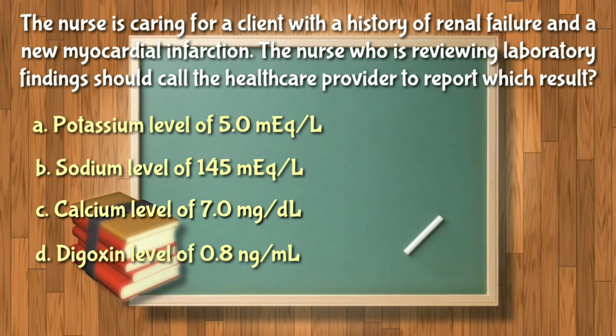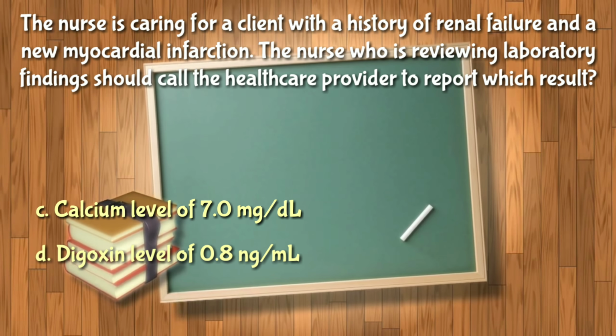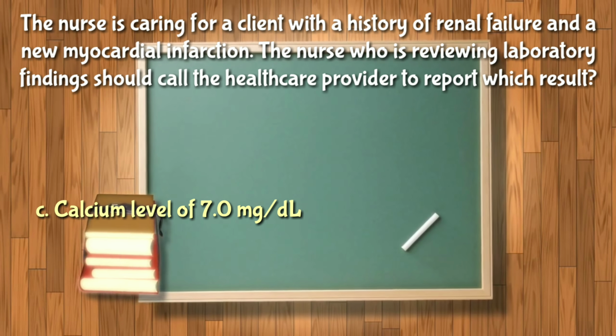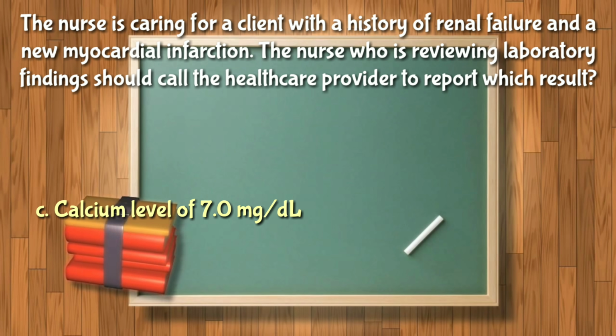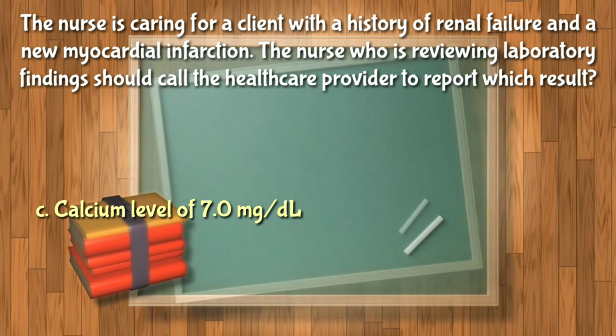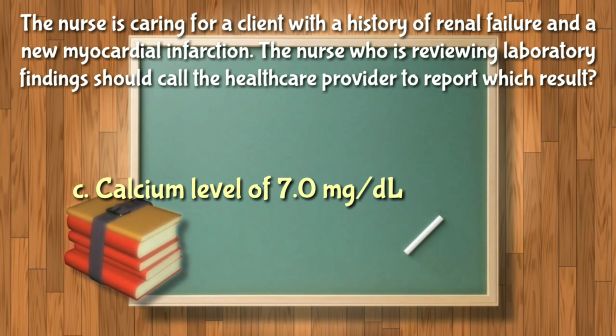Now just by looking at the remaining two, if you don't know the normal value of digoxin level, it is 0.5 to 2.0. So the given value is also normal. While the remaining one, calcium, has an abnormal value because the normal range of it is 8.5 to 10.5. And as you can see, renal failure is a common cause of hypocalcemia, and the value of 7.0 mg per dL is below the normal range. So letter C is the final answer.